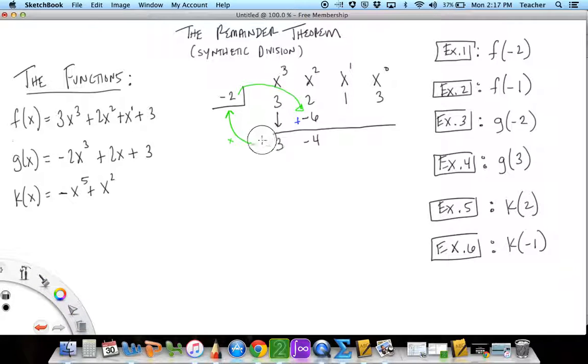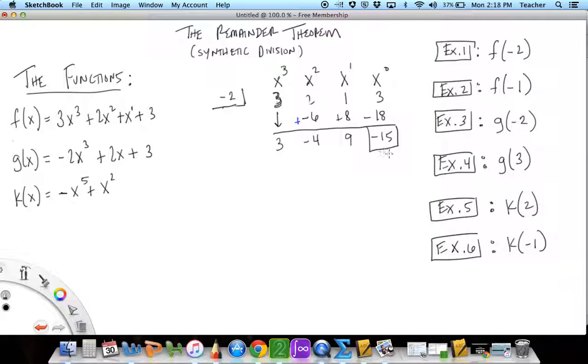So now that I have a new number here, let me fill these in. 3. And I drop this down, and so I'm going to take negative 4 times negative 2. Negative 4 times negative 2 is 8. Again, going to add these together is 9. So we understand the process. I'm doing the same thing every time. Every time I have a number here, I'm going to take 9 times negative 2. That makes negative 18. I add down, and that generates negative 15.